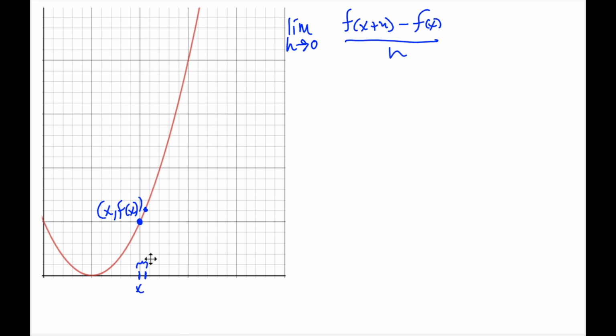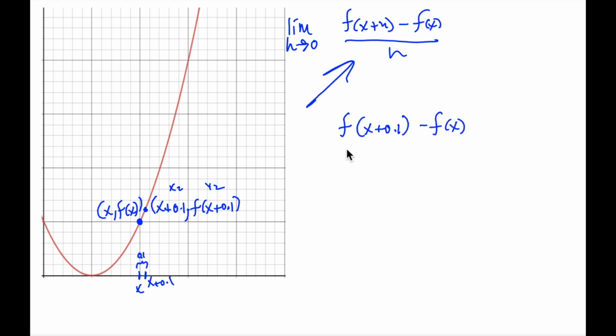Let's say our h is going to be 0.1. That's going to be my change now. So then I have x plus 0.1 and then f of x plus 0.1 like that. So again, it's just x2, y2, same thing. So I'll put here x plus 0.1. That's what I added. So again, going to use that. So I'll do f of x plus 0.1 minus f of x all over.